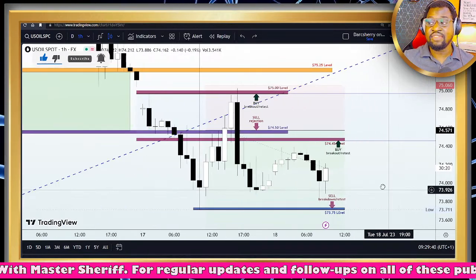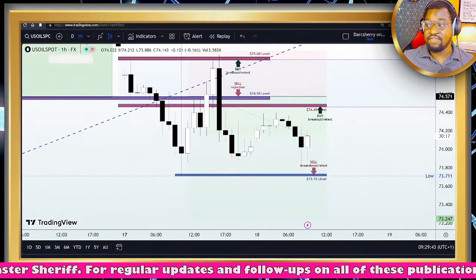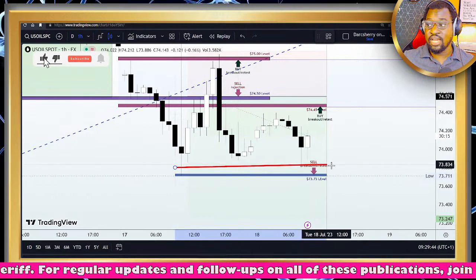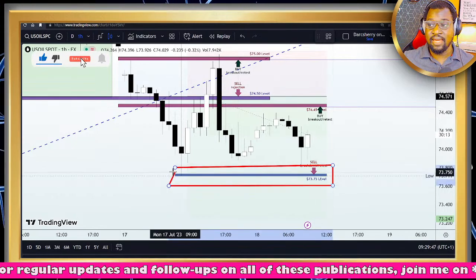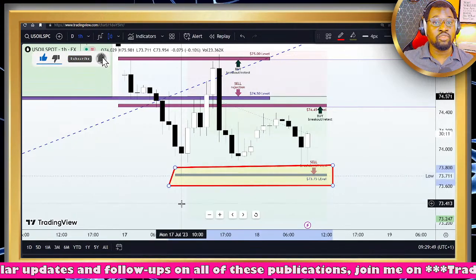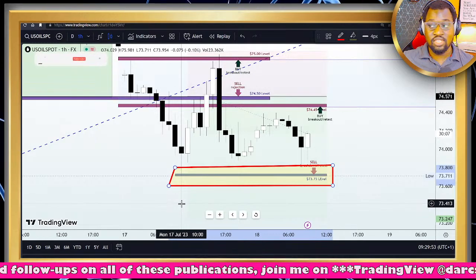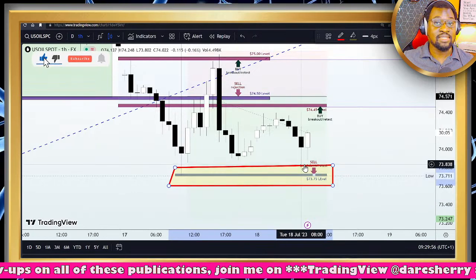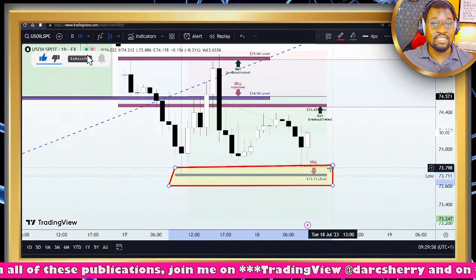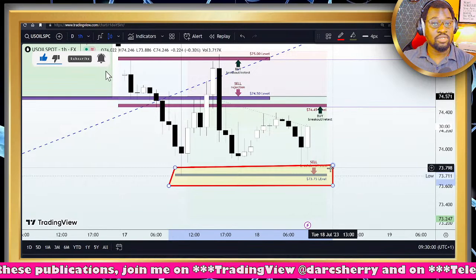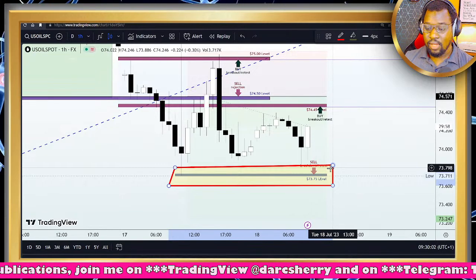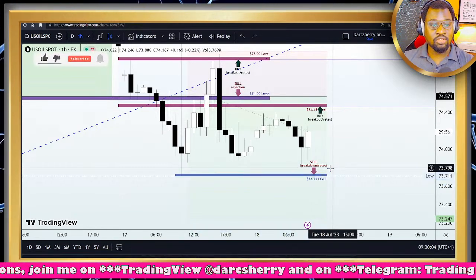Let's see if the $73.75 level will continue to reject sellers' attempts in this market. So remember, we said here that for those who still have a sell position in the market, we want to move all stop losses, secure the position as we wait out and see if this $73.75 level will be broken to the downside or not. So these are my views here on the USOIL spot for today.